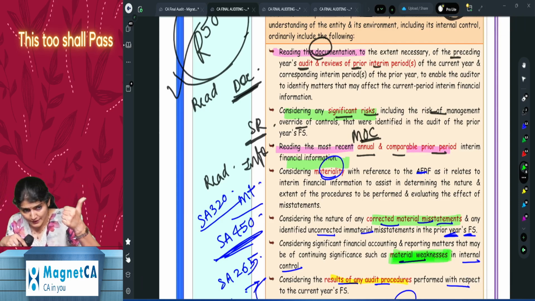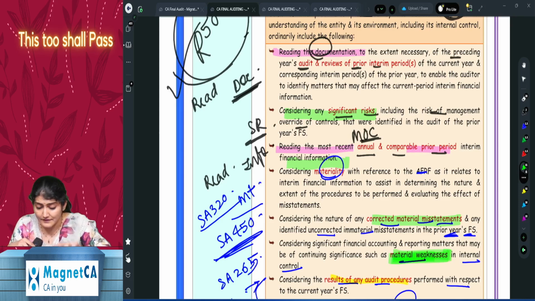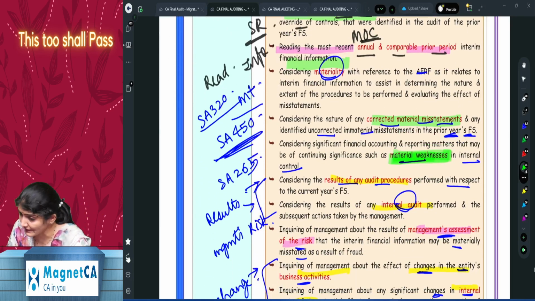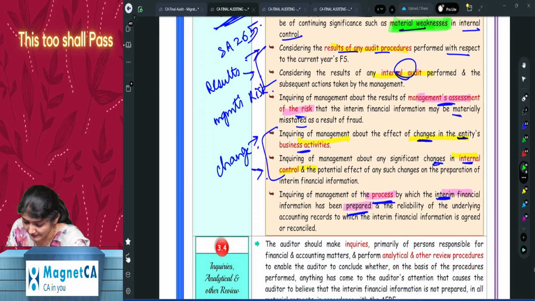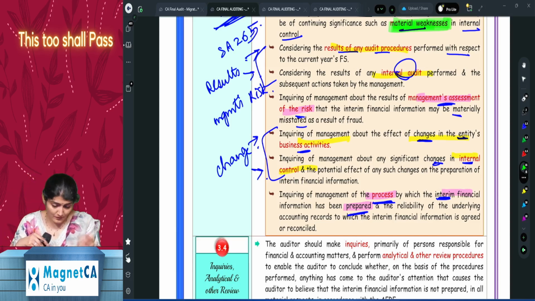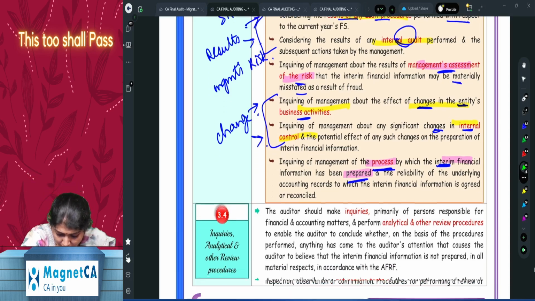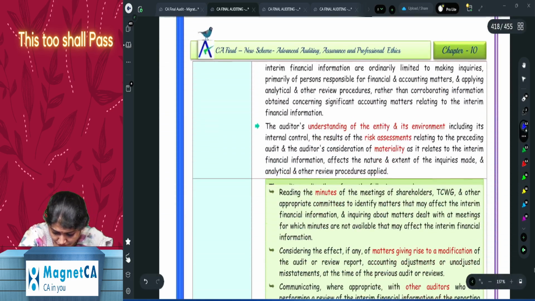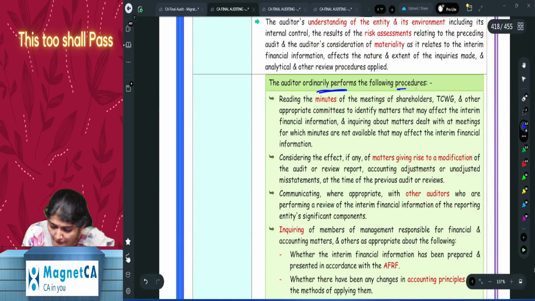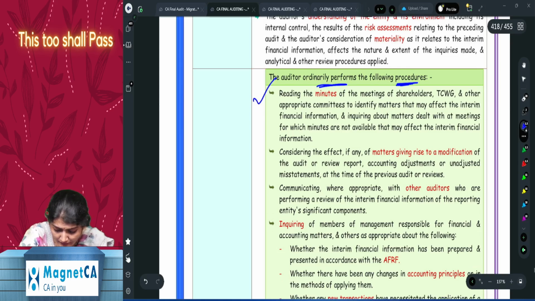Read the documentation, read the prior period information, then consider the significant risk, the materiality, the material misstatement and the material weakness, then consider the results of the audit procedures and the internal audit, then change in business activity and change in the internal control, and management's assessment and management's process. Okay, right. Then mainly the procedures you follow over here are again inquiry, analytical, and other review procedures. So inquiry, analytical, and ordinarily what are the procedures? Reading the minutes of the meeting.